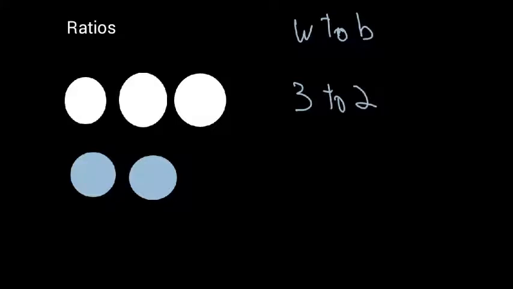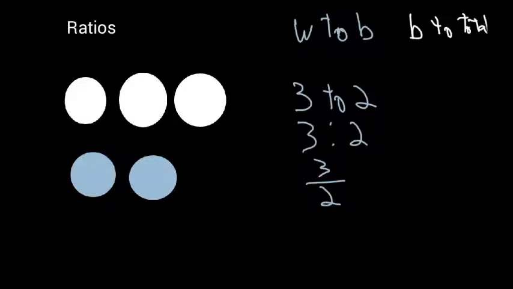Now you can write this 3 ways. You can write it with the word "to" there. You can write it with the colon. Or you can write it as a fraction. If I wanted to do the number of blues to the total number, I would have 2 blues to 5 circles. Again, I can write that 3 ways, with the "to", with the colon, or as a fraction. So that's the 3 ways to write a ratio.